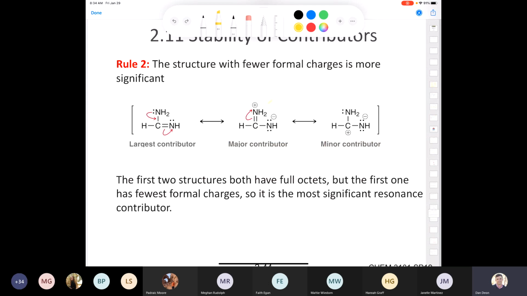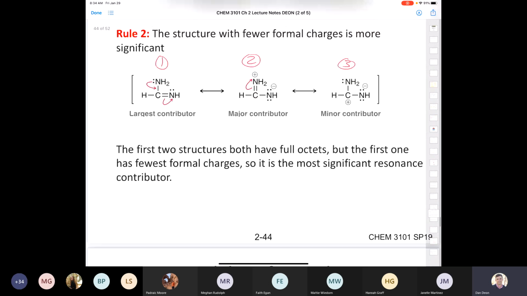The reason is, if you look at the carbons and the nitrogens in this resonance contributor, they all have complete octets, whereas here we have a carbocation, which doesn't have a complete octet. And so these are actually ordered, right? This would be the most significant, this would be the second most significant, and this would be the third most significant. That's the second rule.